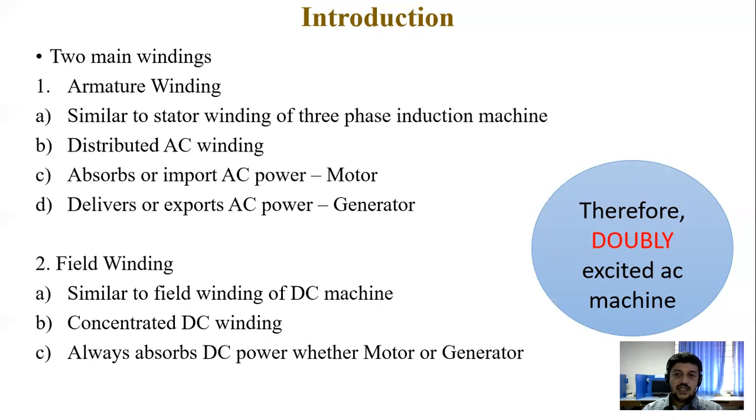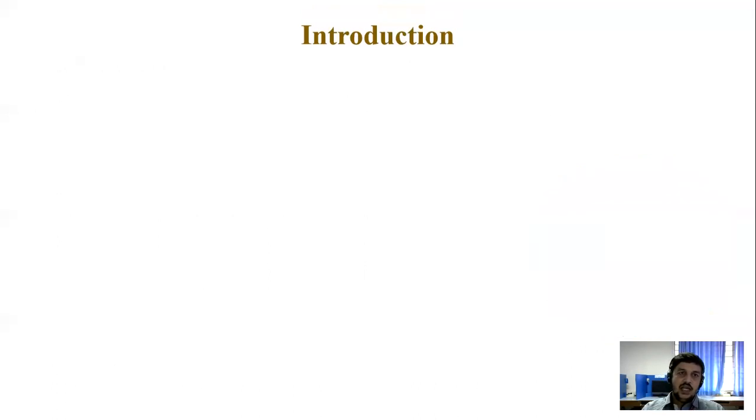That is, armature winding is an AC winding, field winding is a DC winding. Therefore, synchronous machines are generally termed as doubly excited machines. Okay, synchronous machines are generally doubly excited AC machines. Now, along with these two windings, there is an additional winding.